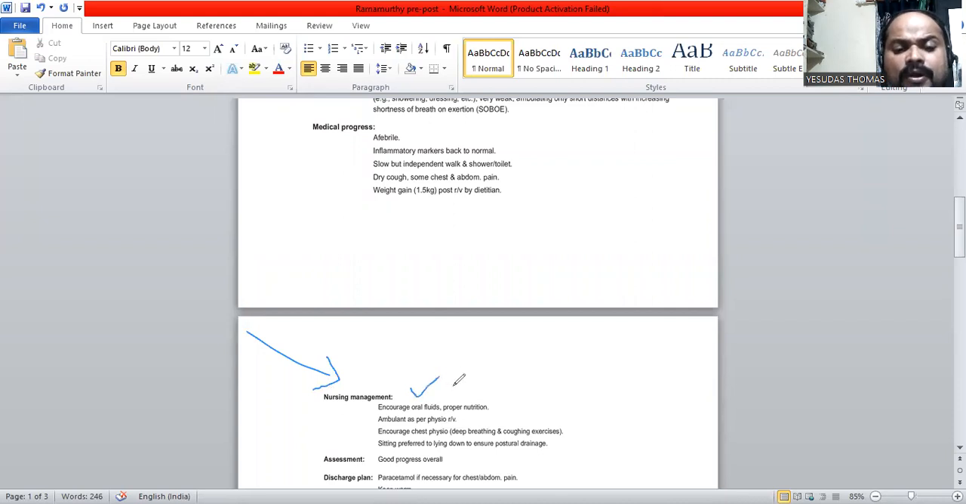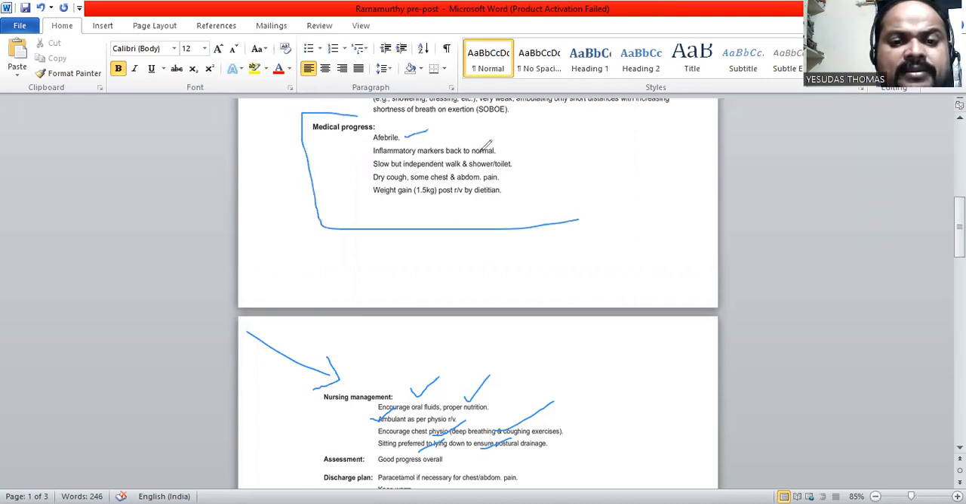We encourage oral fluids, proper nutrition, and ambulation as per the physio review. We encourage chest physio, deep breathing and coughing exercises. Now let's go with the medical progress. Now he's afebrile, inflammatory markers are back to normal, slow but independent walking, showering and toileting, dry cough, some chest and abdominal pain, weight gain of 1.5 kg post review by the dietitian.